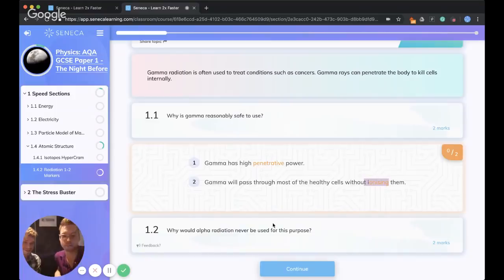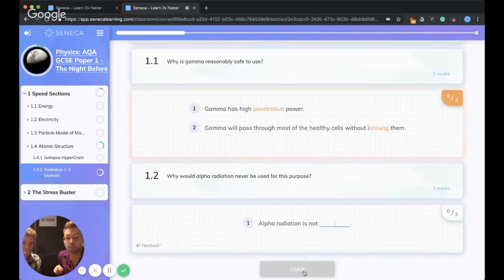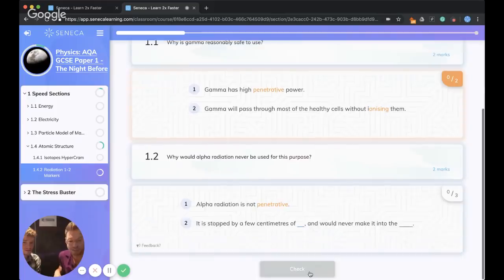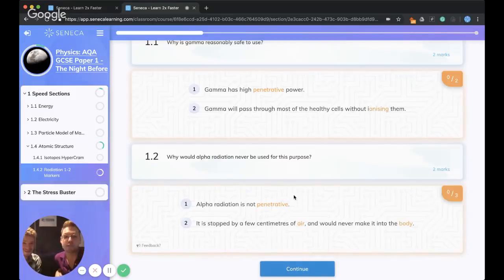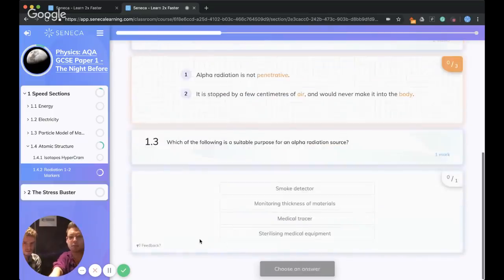Okay, so why would alpha radiation never be used for this purpose? It's not penetrative. That's what we've just said. Alpha is not penetrative, and it can be stopped by a few centimeters of air. So alpha can't even get through air. If this was alpha radiation, it could not get through the gong. Nice, Tom. And it will never make it to the body. So we couldn't use alpha for chemotherapy.